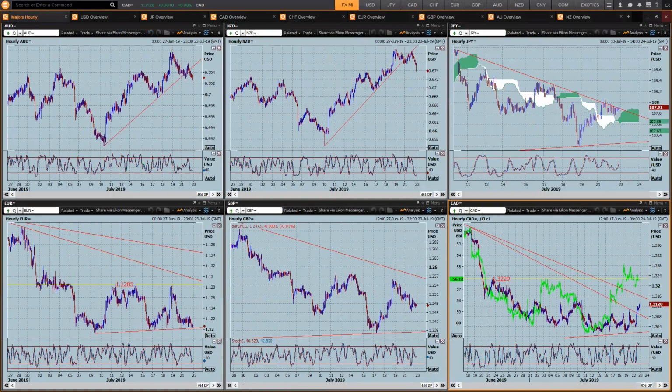Now, the other pairs, we're just seeing the currencies drift sideways. We do have the ECB coming up, so I don't expect the euro to shoot to the downside or topside. It may just drift around. Obviously, Brexit's dominating sterling, so we're going to wait and see how that election result comes out.